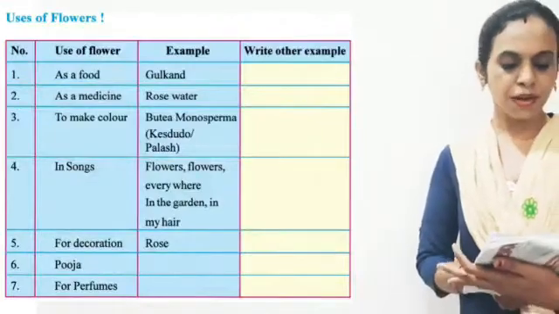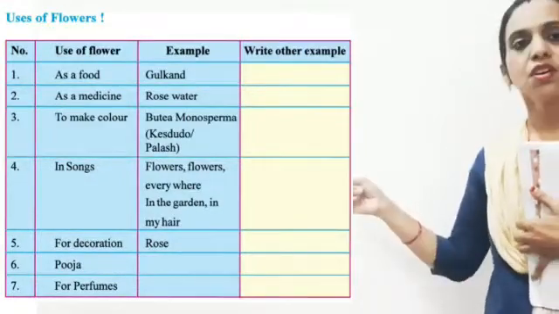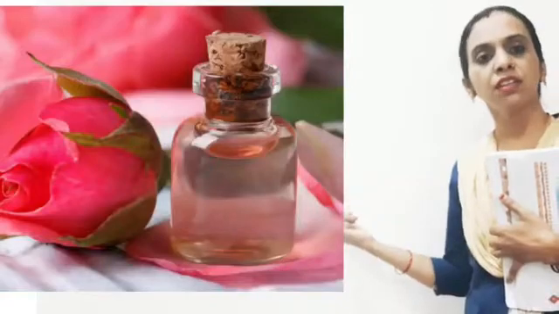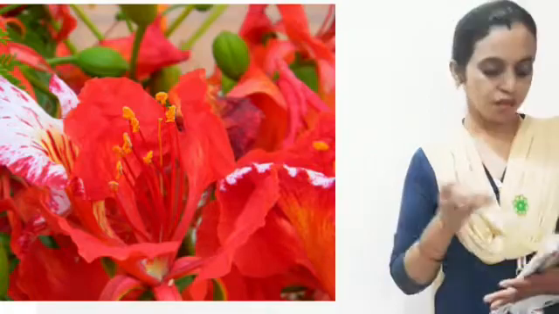Second thing, as a medicine. As a medicine we are using rose water. And another thing we will write, that is the flower of the गुलमोहर tree, that is used for skin disease. Skin disease के लिए जो गुलमोहर tree है उसके flowers यूज किए जाते हैं.